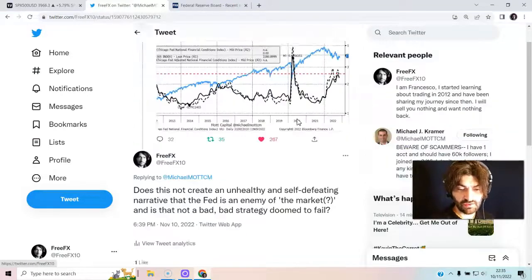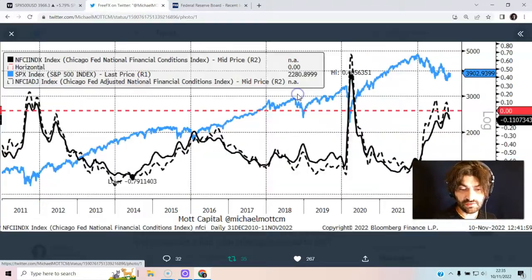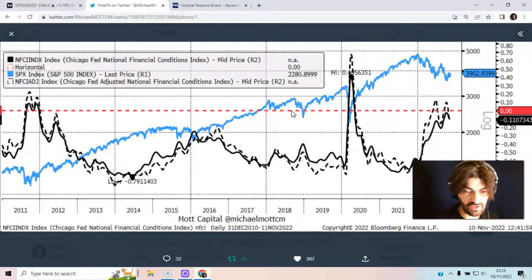So my response to Michael, who posted this today, it always goes back to basics. When markets rise, financial conditions ease, which means the Fed is moving away from its target of restrictive policy. So there's the chart there. So that's the Chicago Fed National Financial Conditions Index, or NFCI index. And that's the black line.